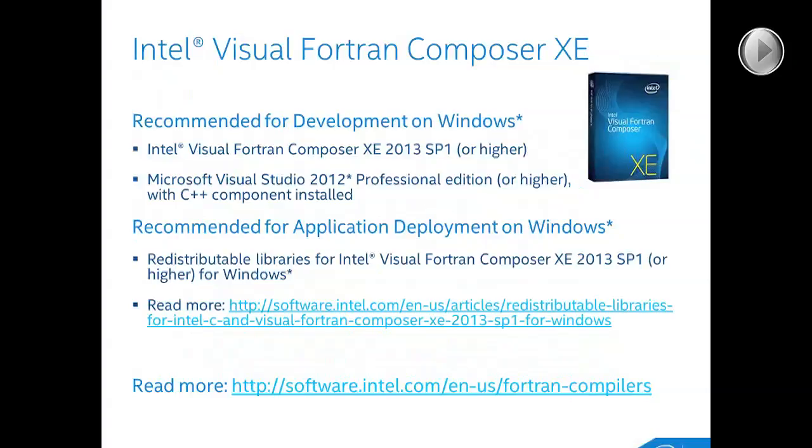In terms of application deployment on Windows, if you have added support for the Xeon Phi coprocessor and you develop applications that currently use our redistributable package, there's nothing that changes with respect to that. The redistributable package for Visual Fortran, beginning with the Service Pack 1, will contain the necessary support for the Xeon Phi as well. The URL I've noted here with respect to the redistributable packages contains links to download those as well as other information.